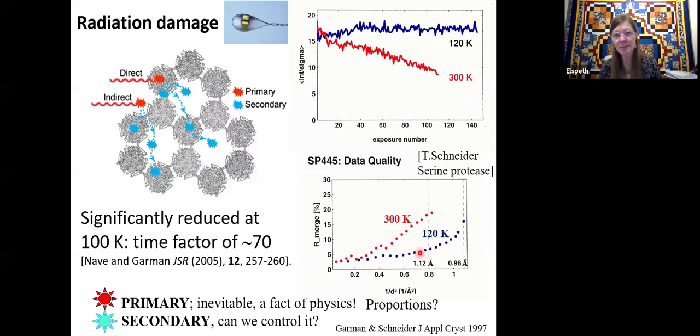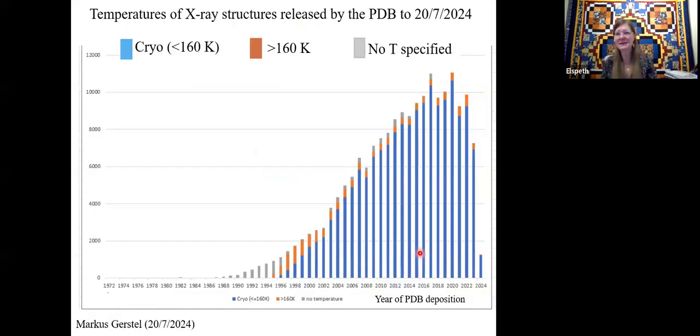So this has had a huge impact on the structural biology field. If we look at the Protein Data Bank, which I think you're all familiar with, which now has 228,000 structures in it, about 200,000 of those are X-ray structures, slightly more than. The blue here is cryo-cooled structures, and the red is room temperature. And it's only in the last 5 years that it's been compulsory to enter the temperature of the collection.